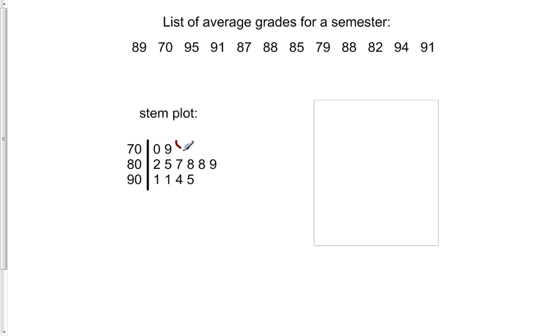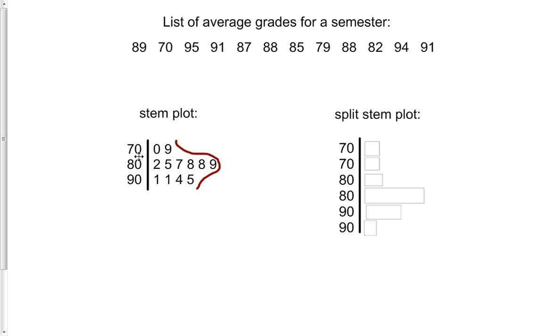If I look at this, I can see most of them are clumped in the 80s, kind of trailing off into the 90s, and farther down into the 70s. But because it's all so bunched up, I can't get a very good idea of what's going on in detail. So when we have so much clumping like that, when it's only split into 3 stems, we might split the stem. And so here you can see I split 70 into 2 separate pieces, 80 into 2 pieces, and 90 into 2 pieces.